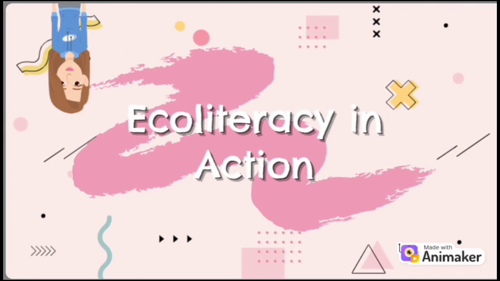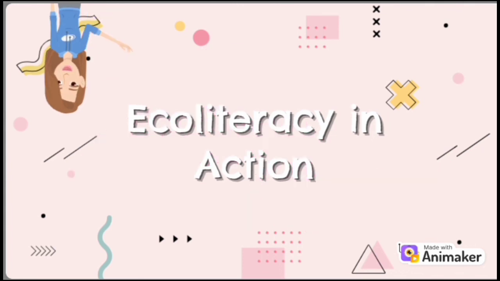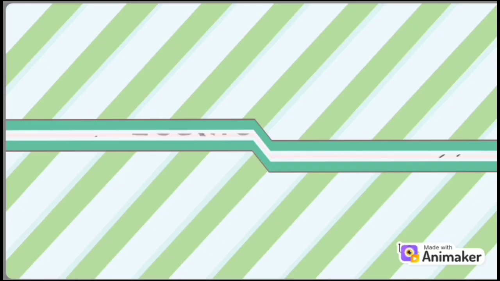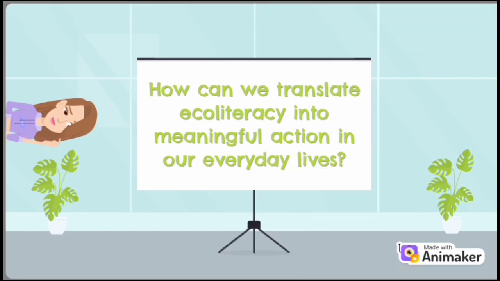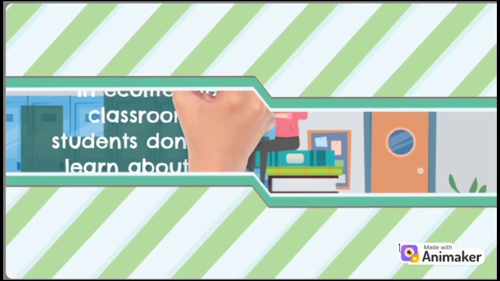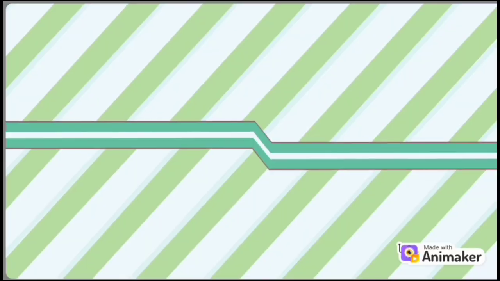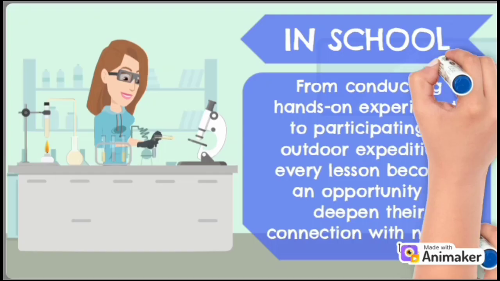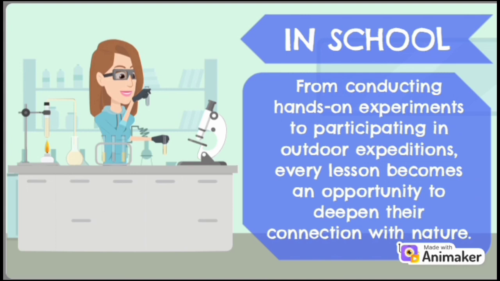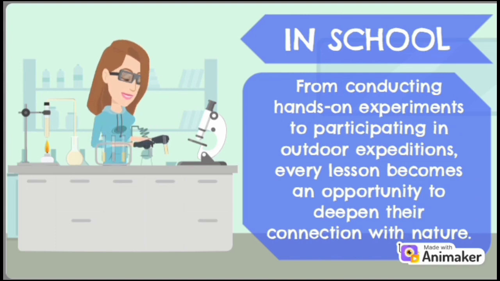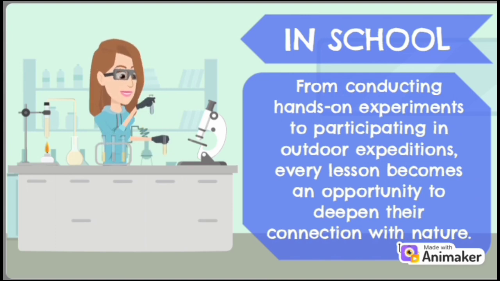Now that we are finished with the definition of eco-literacy and the 7 environmental principles, it is not enough that we only know it. We should ask, how can we translate eco-literacy into meaningful action in our everyday lives? First is in schools. In eco-literate classrooms, students don't just learn about the environment, they actively engage with it. From conducting hands-on experiments to participating in outdoor expeditions, every lesson becomes an opportunity to deepen their connection with nature.